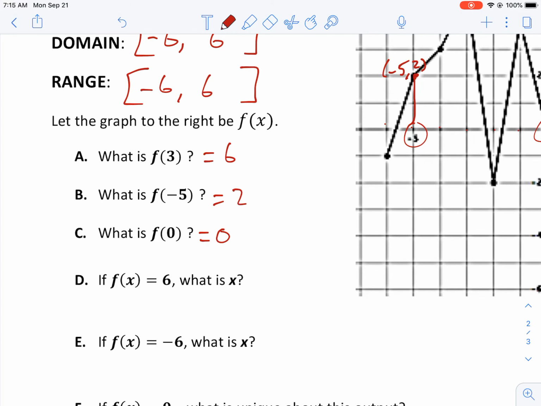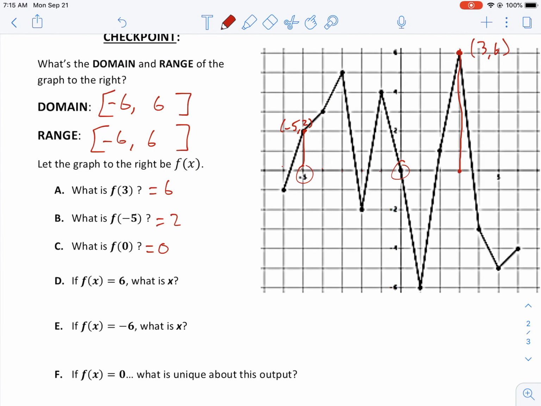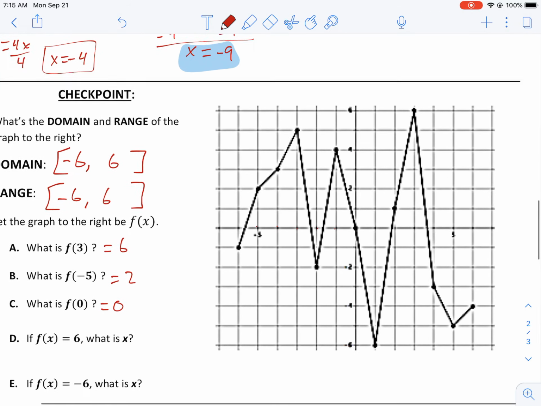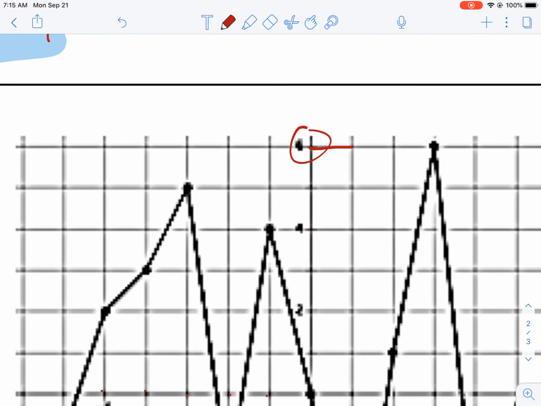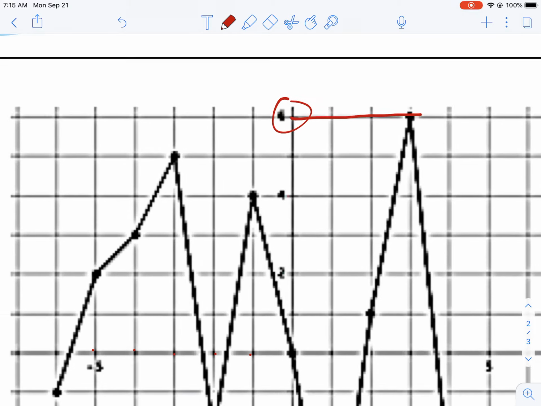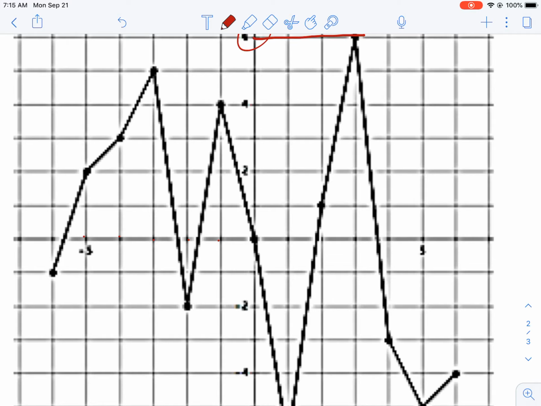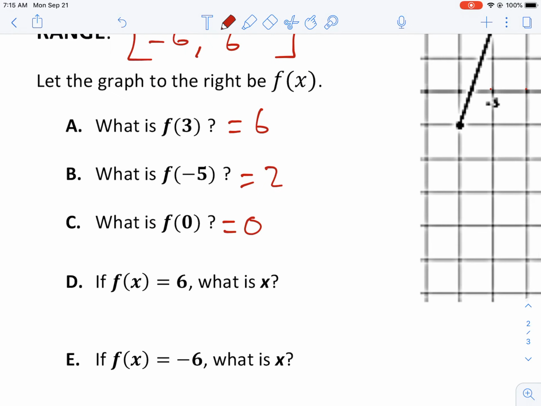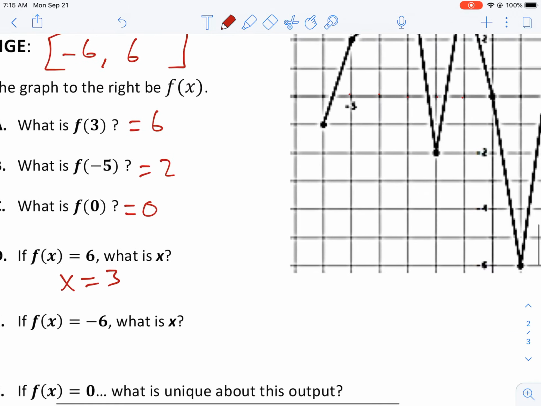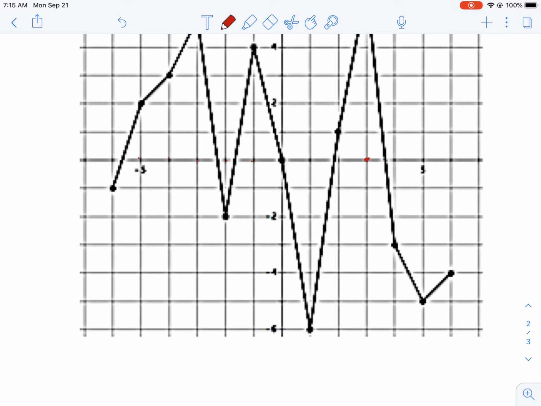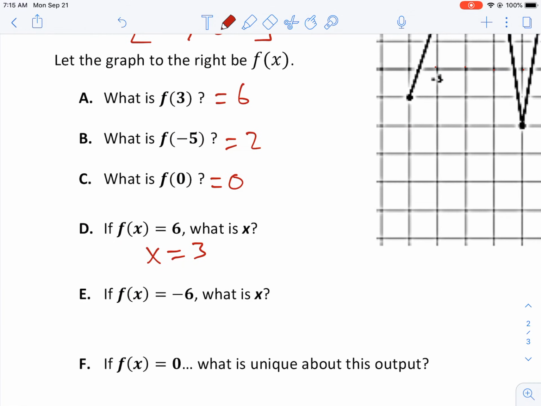And then the other one, if f of x equals 6, what is x? Well, if they're giving us the output, we just do it backwards. So we know the output is the y value, so we go to the y value of 6. We go over until we can find the graph, and that's actually at x equals 3 because we've already done this. So when f of x equals 6, x equals 3. What about when it equals negative 6? Negative 6 is down here. So we went over 1. That's the point 1, negative 6, so x equals 1.